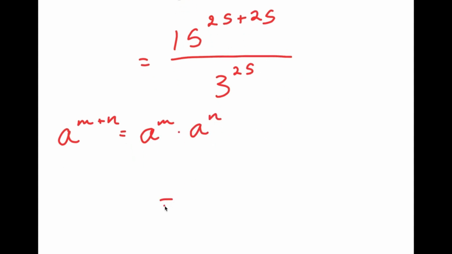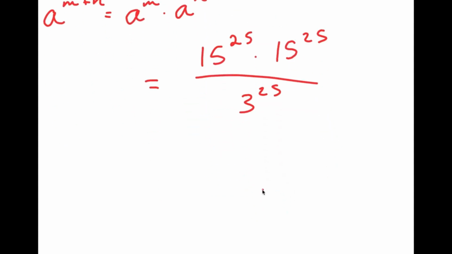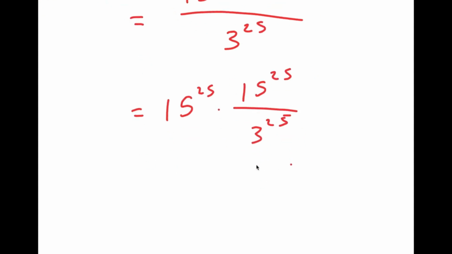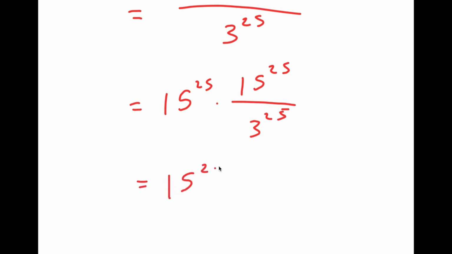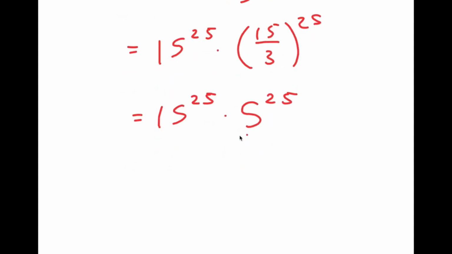So in this case, 15 to the power of 25 plus 25 is going to equal 15 to the power of 25 times 15 to the power of 25. And I have this over 3 to the power of 25. And now this is equal to 15 to the power of 25 times 15 to the power of 25 over 3 to the power of 25, which is equal to 15 to the power of 25 times 15 over 3 to the power of 25. And this is equal to 15 to the power of 25 times 5 to the power of 25.